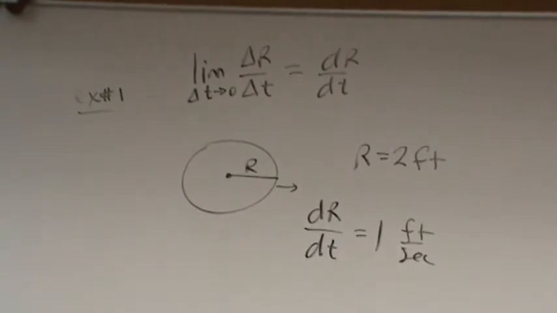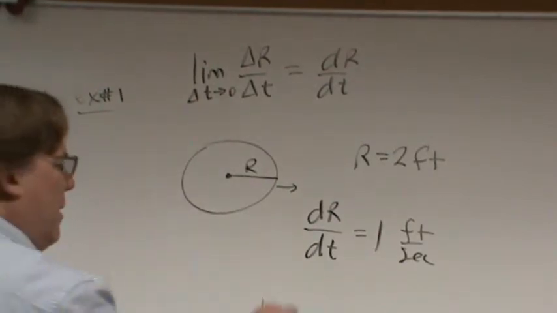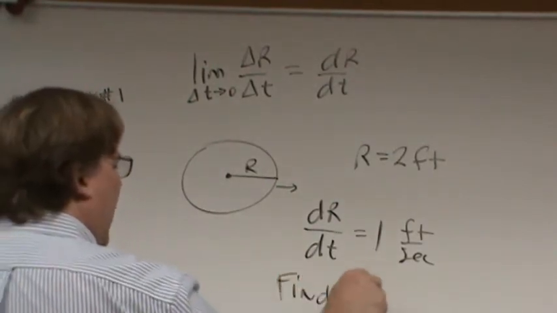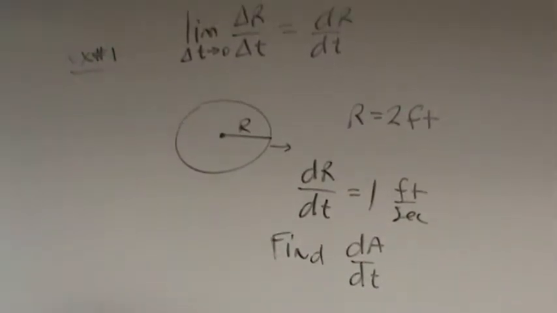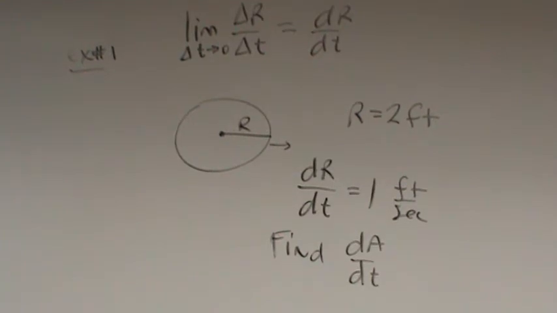And then step 3, what are we to find? They want the rate at which the total area of the circle is increasing, right? So they want me to find dA/dt. That's what they want me to find. And make it very clear to yourself what it is they want you to find, because that's going to determine what equation you write down.